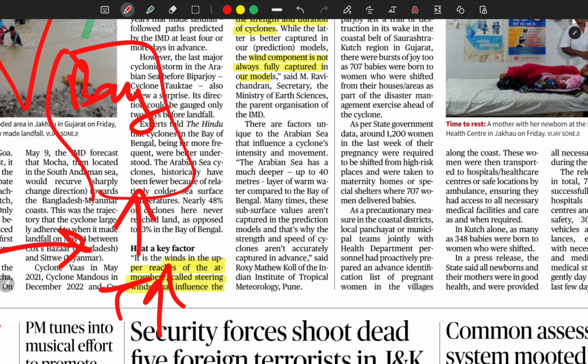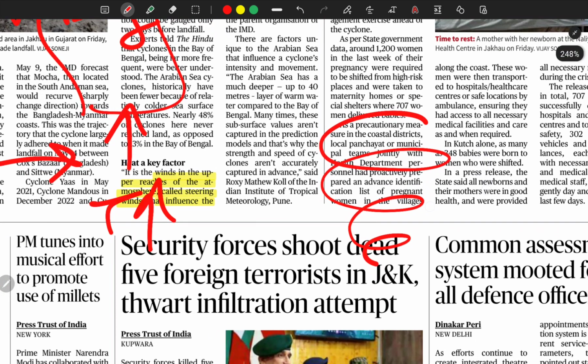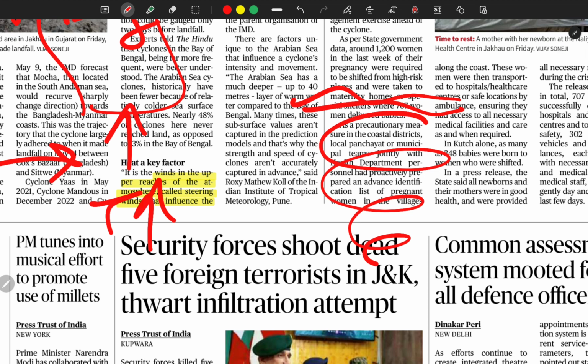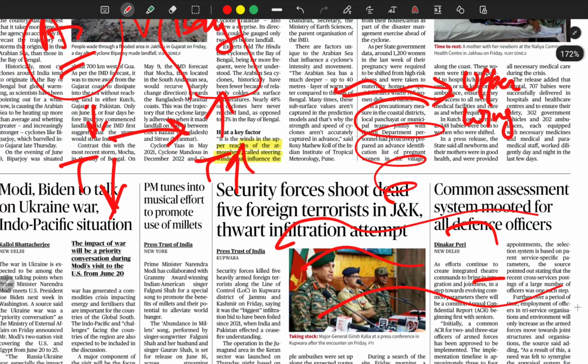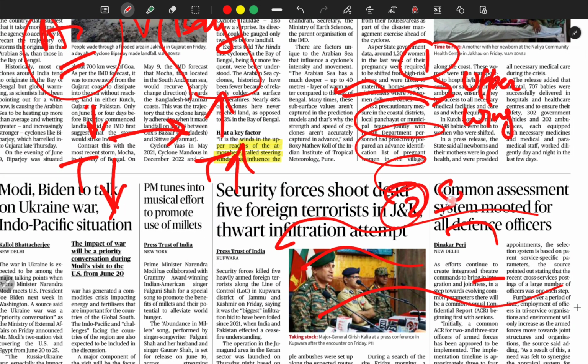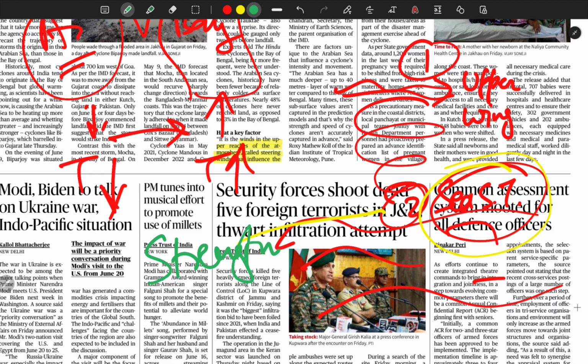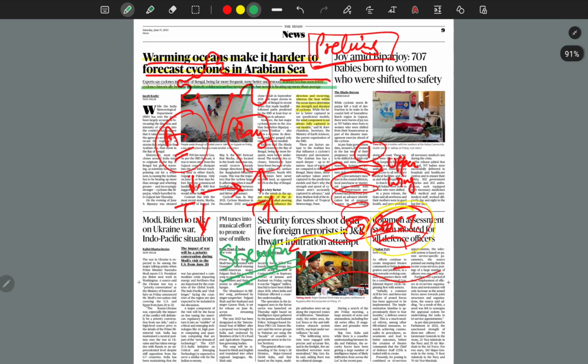What is here? The winds in the upper atmosphere. For a cyclone, what matters? Two things mainly. First is upper winds, and second is, suppose a cyclone originates in the sea, so the sea surface temperature. Sea surface temperature provides strength to the cyclone, and wind provides direction.